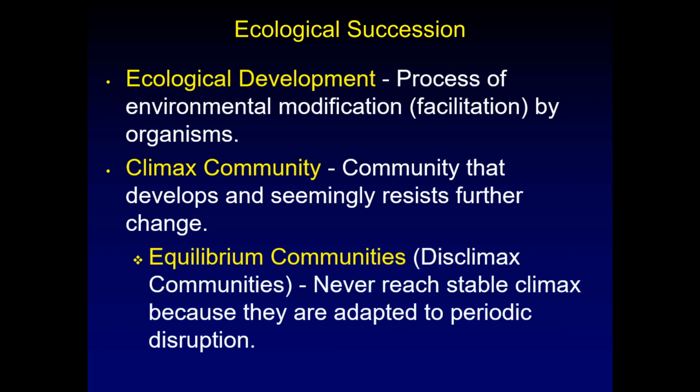Equilibrium communities or disclimax communities. I've never heard of this referred to as equilibrium communities; I've always heard it referred to as disclimax communities. This is where they never reach a stable climax because they're adapted to periodic disruptions. You tend to see this a lot in areas that flood and then go through levels of intense flooding and intense drought rapidly. There's also anthropogenic subclimax communities where humans disturb the population.